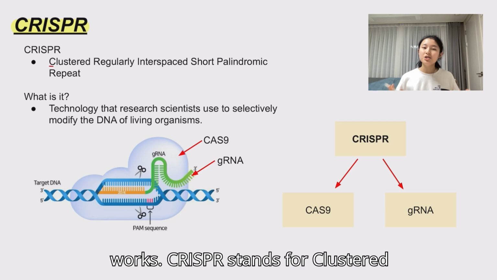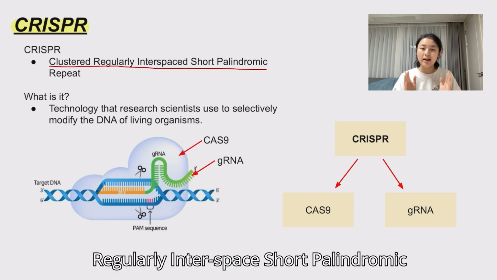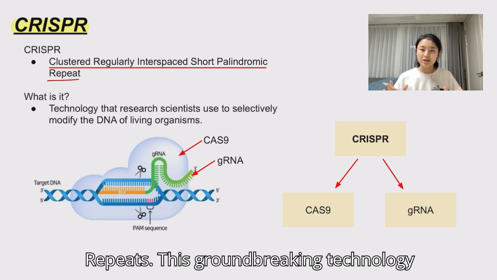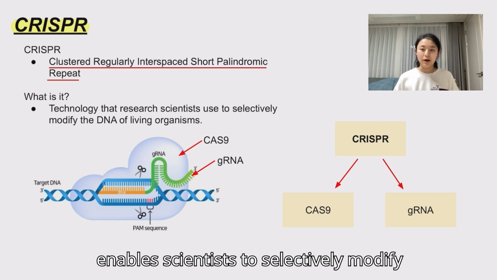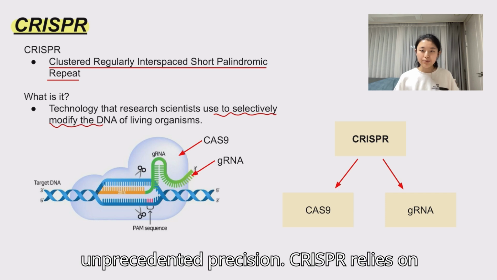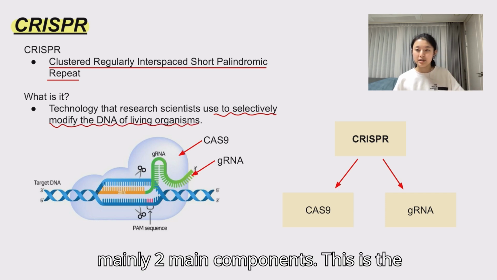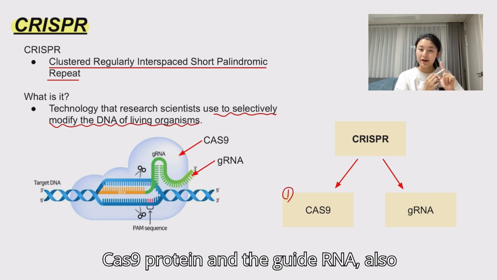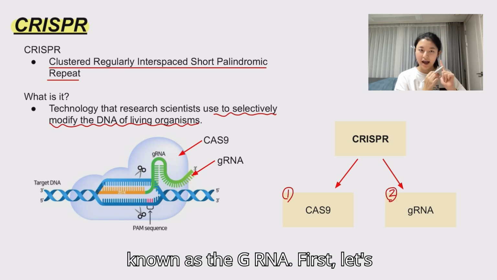CRISPR stands for Clustered Regularly Interspaced Short Palindromic Repeats. This groundbreaking technology enables scientists to selectively modify the DNA of living organisms with unprecedented precision. CRISPR relies on mainly two components. This is the Cas9 protein and the guide RNA, also known as the gRNA.